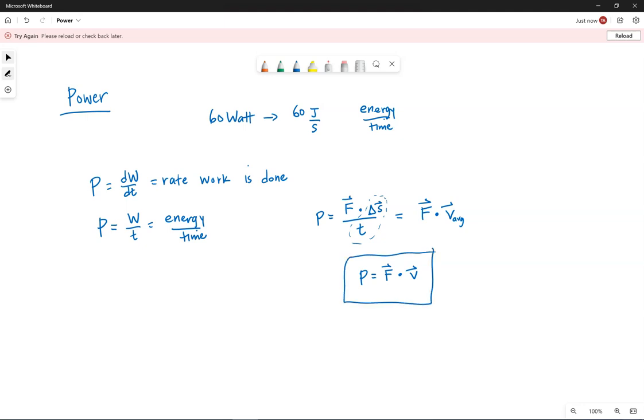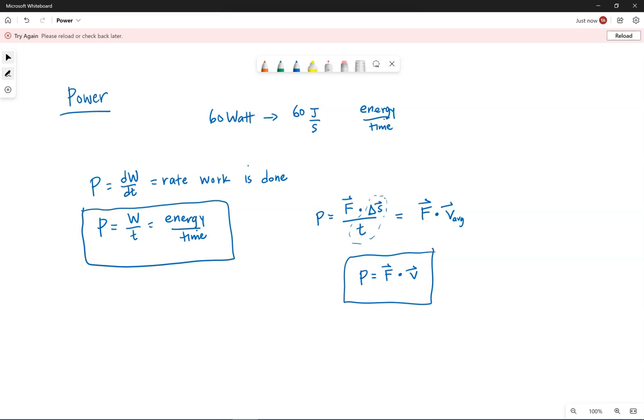So the dot product is there for the same reason it was in the work equation. It's only the component of the force that is parallel to the motion that is doing work. So therefore, it's only that component of force that is contributing to the power. So power is how fast energy is transformed from one form to another.